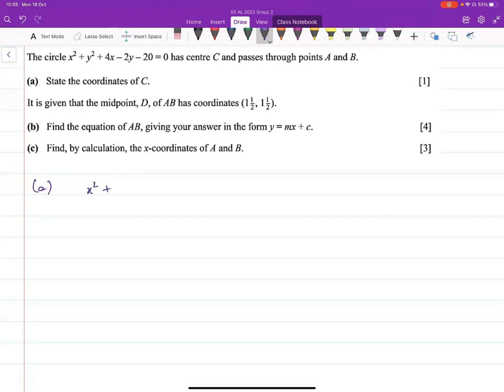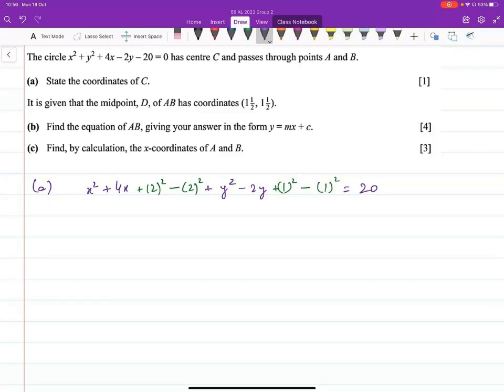Let's complete the square. We keep the x terms together, and we keep the y terms together. And we take the constant to the other side. Okay. Now we complete the square. So here we have 4, so we add square of 2 and we subtract square of 2. This is 2, so we add square of 1 and we subtract square of 1.